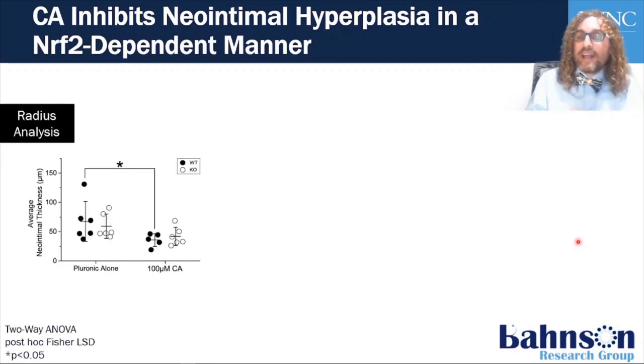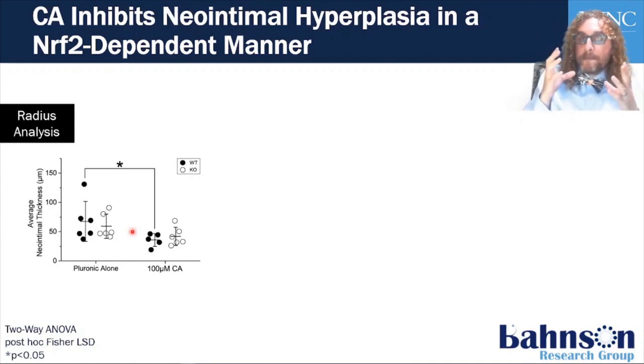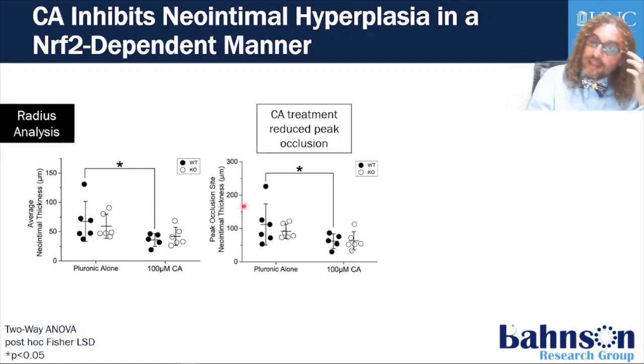So as I said, we can analyze more parameters. The average thickness of hyperplasia is also inhibited by CA only in the wild type and not in the knockout. But importantly, the peak injury, which is the site of more stenosis along the artery, is of significance clinically, because even if you have the entire artery injured but with very little hyperplasia, that is not as serious as if you have a site where it's really occluded. So we looked at peak occlusion with the delta radius, and that peak occlusion is also inhibited only in wild-type animals treated with CA.